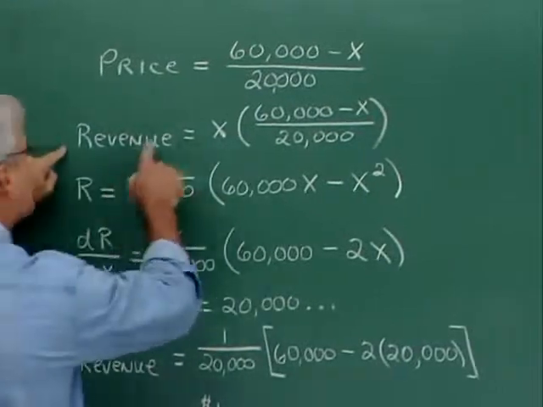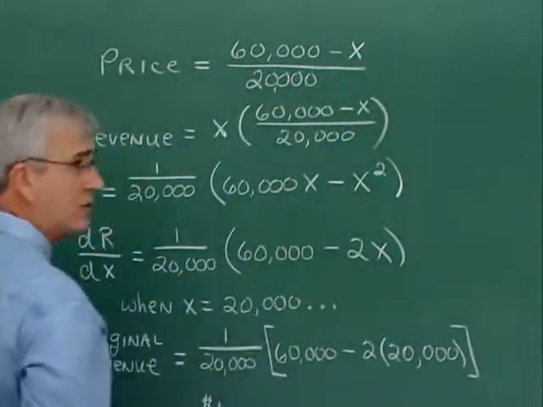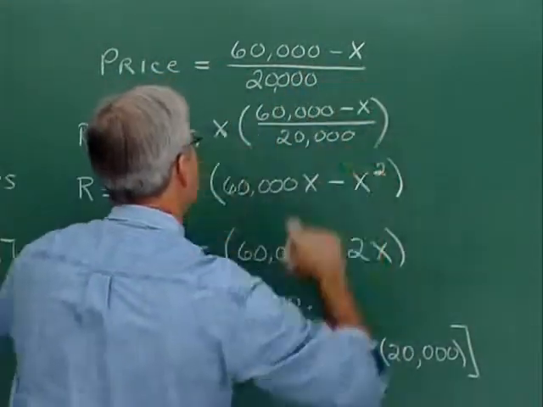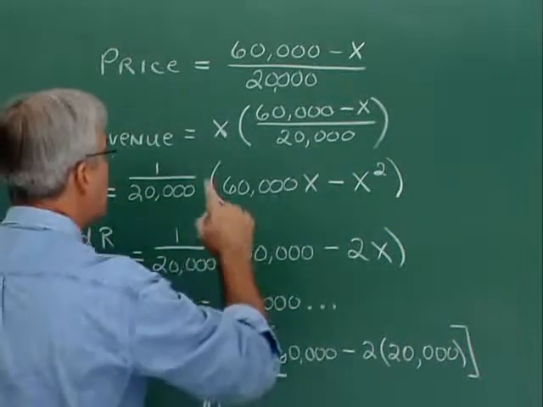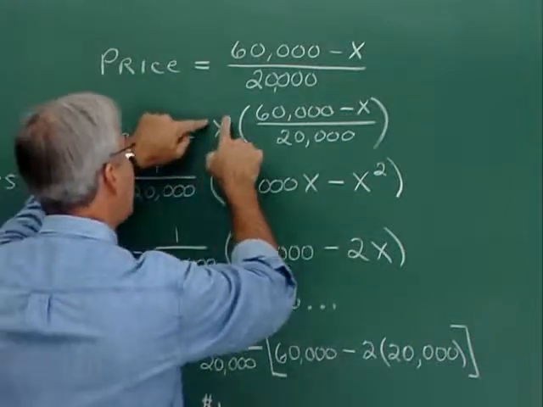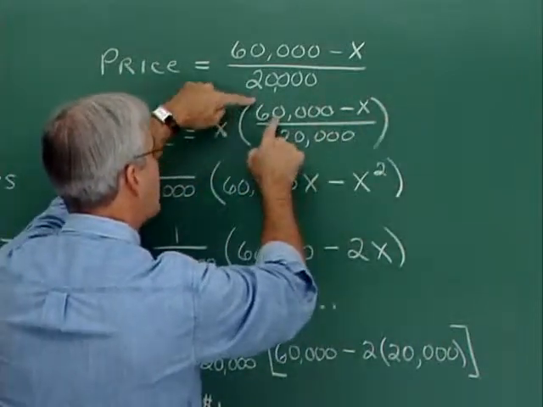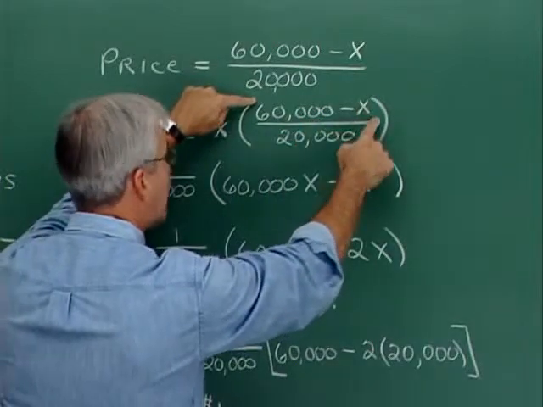Now, revenue is X times that expression. So it's just X times all of this. And now we just clean that up a little bit and get it ready for taking the derivative. Notice what I've done here to clean it up. I've multiplied X into this numerator. It would give us 60,000X minus X squared.